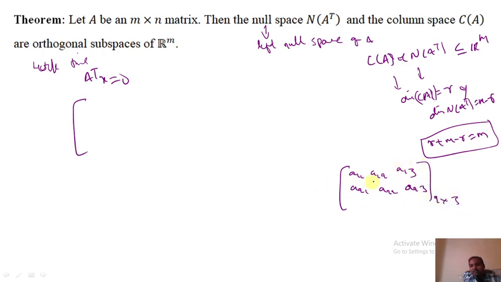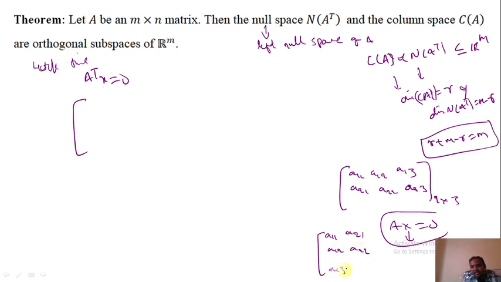Now we have to discuss rows. The rows are orthogonal to x, where Ax equals 0. This is the solution set of Ax equal to 0. This is orthogonal, as we just discussed. Now the row space. Now A transpose, what does A transpose mean? It has entries a11, a21, a12, a22, a13, a23. A transpose x equal to 0 gives the left null space.